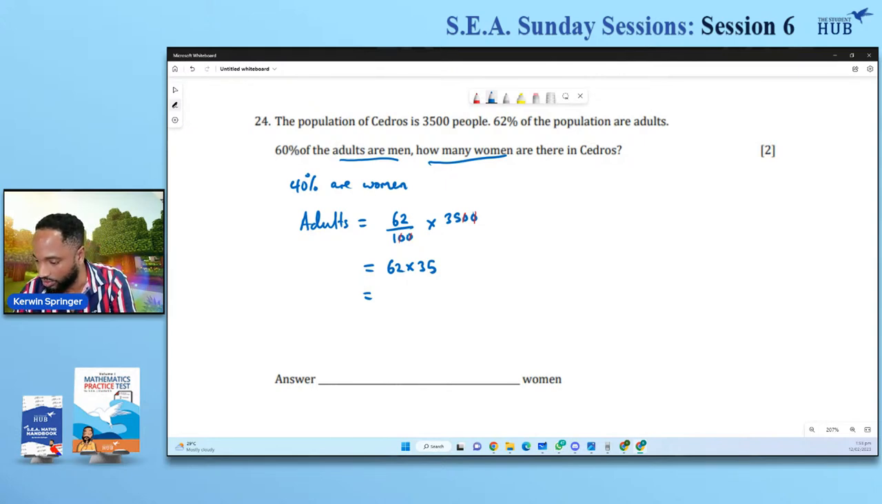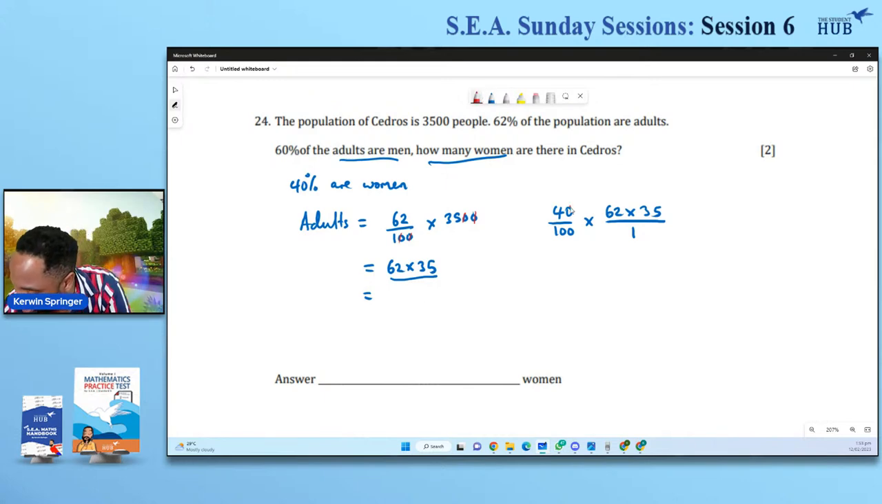And then 40% of this is women. So whatever this number is, and somebody's telling me that number may be 1,400. Is it true? Let's see. 40% are women. I can leave it as this: 40% of 62 times 35. Whatever that number was, you can actually work it out like that as well and see what will happen just for kicks.